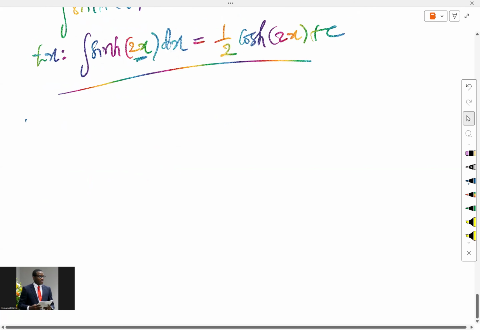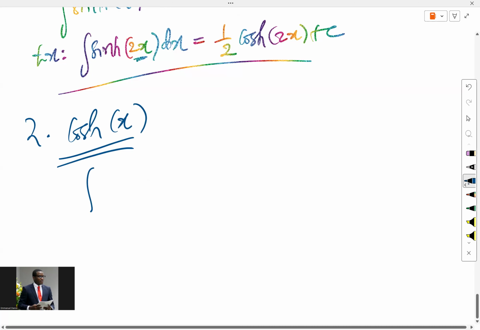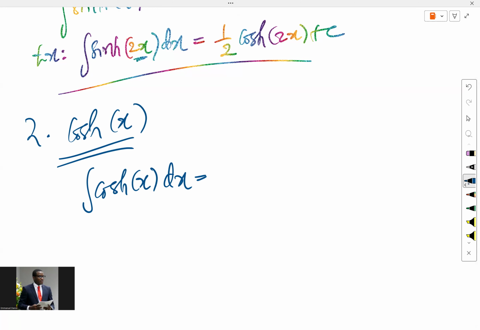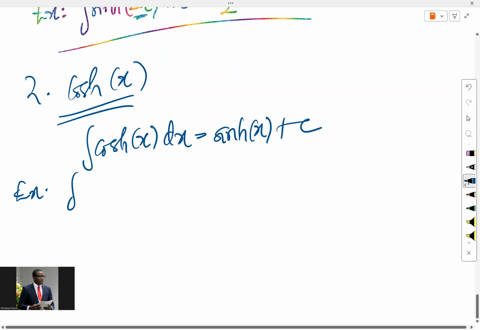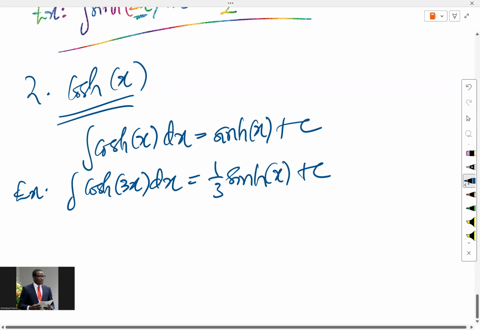Then number 2, you have cosh x now. So the integral of cosh x dx. So you remember, if you differentiate sinh x, you get cosh x. So it means if you integrate cosh x, you should get your sinh x back. So you have sinh x plus an arbitrary constant, such that the integral of cosh 3x dx would simply be 1 over 3 sinh 3x plus an arbitrary constant c.